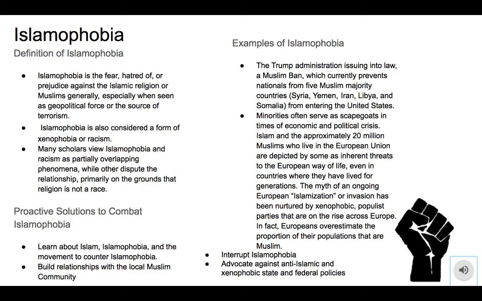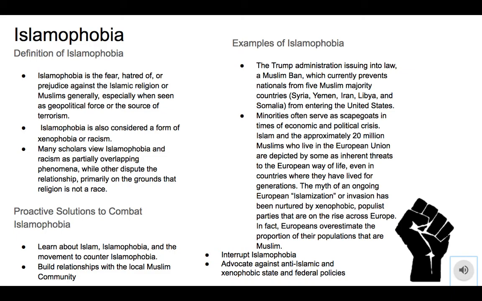When I was doing my research on this topic, it was pretty clear that when it comes to scholars, there is a debate going on about the characteristics and the root of Islamophobia. Islamophobia is considered a form of xenophobia and racism, and many scholars view Islamophobia and racism as a partially overlapping phenomenon. Others see it more as a relationship that is primarily on the grounds of religion, not race. So the meaning continues to be debated along with the causes and characteristics of Islamophobia.